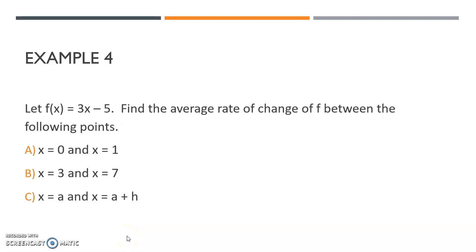In example 4, it says let f of x equal 3x minus 5. Find the average rate of change of f between the following points. And they give you, in part A, x is 0 and x is 1. In part B, x is 3 and x is 7. And in part C, x is a and x is a plus h. So what you're going to do is calculate all 3 of these. So press pause, calculate all 3, then hit play to check your answers. Then I have a thought question for you that you're going to answer in your notes.